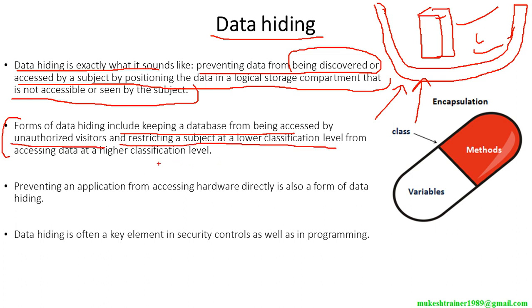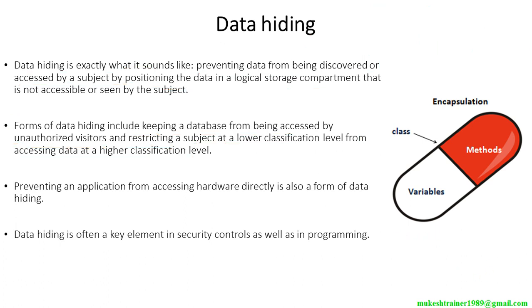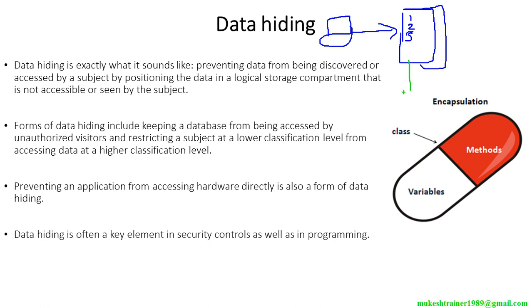Understand what it means to restrict a subject at a lower classification level from accessing data at a higher classification. Let's take an example here. This is a server, and here is a user accessing file 1, file 2, file 3. And here is a manager, who is accessing files 4 and 5, which belong to the manager.